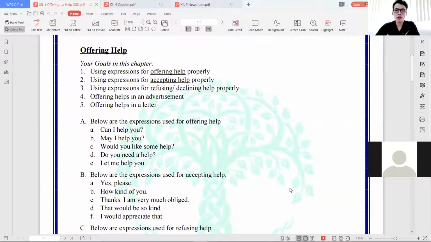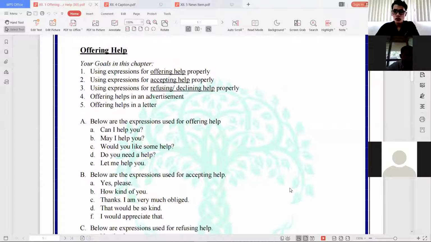And if you want to accept, how to accept helps. Accept if someone offers some help. You can say, yes, please. For example, can I help you? Yes, please. Or how kind of you? Or thanks, I am very much obliged. That would be so kind. Or I would appreciate that. Okay. Just use the one that you found easier.